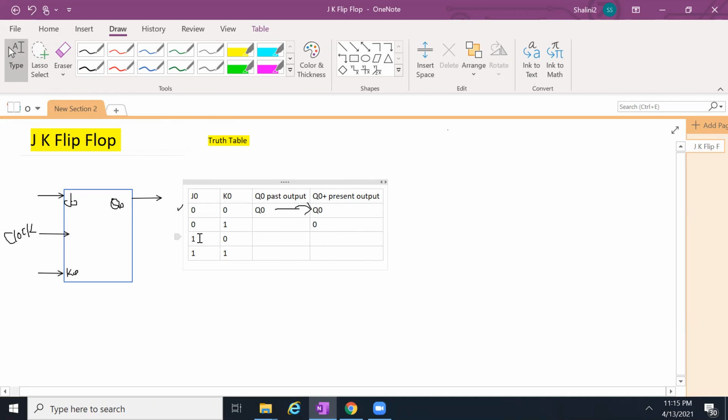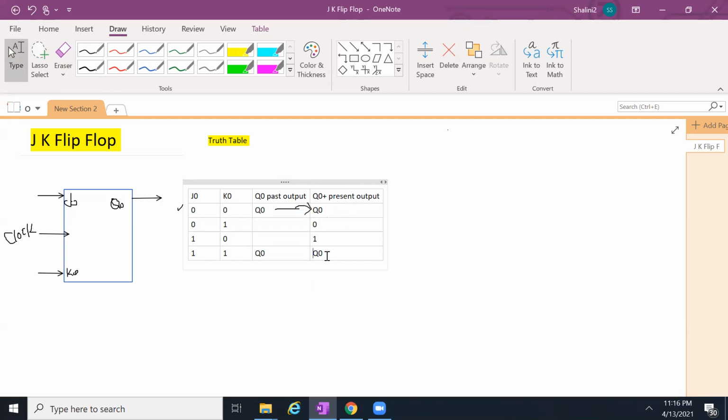Okay, in the next clock cycle, we have the 10 condition. So here also we need to look into the J0 column. Here the J0 value is 1, so the present output will be 1. Okay, so in the last column, the combination of JK values both have the 1 value. So suppose we have the Q0 output, the same past output is Q0. It should be either 0 or 1. So in the present output we will get the toggle value.